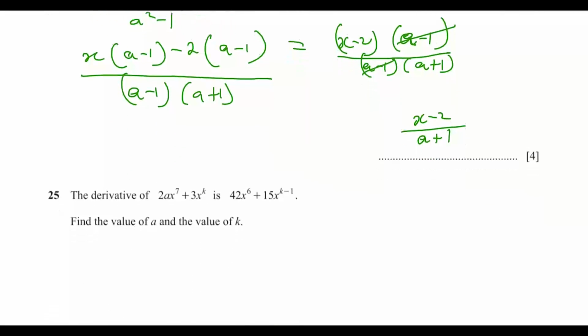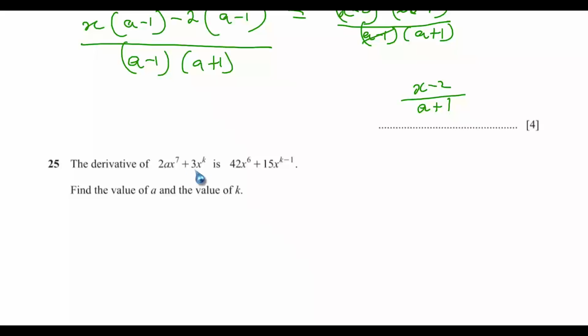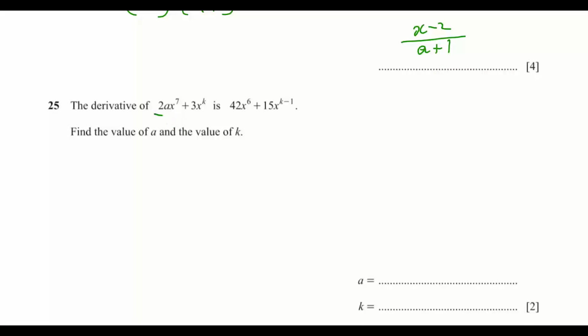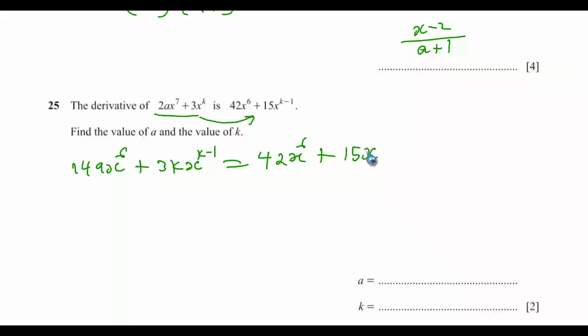So the next question here: the derivative of this is this. Find the value of a and the value of k. If we differentiate this, our answer should be equal to this. So let's differentiate this. This will give us 14ax to the power of 6, plus 3k x to the power of k minus 1. So the answer should be equal to 42x to the power of 6 plus 15x to the power of k minus 1.